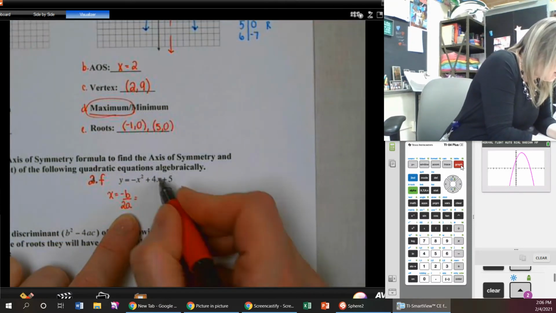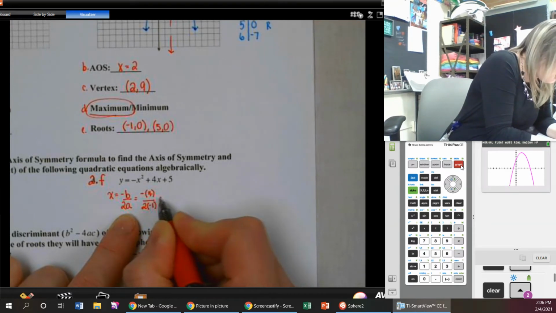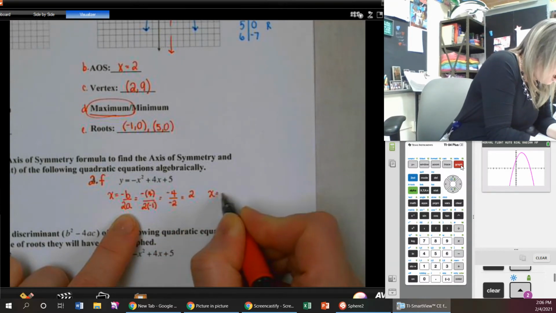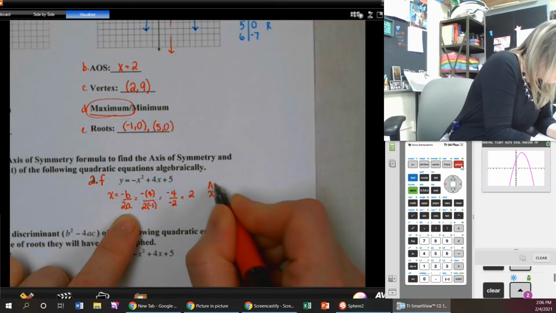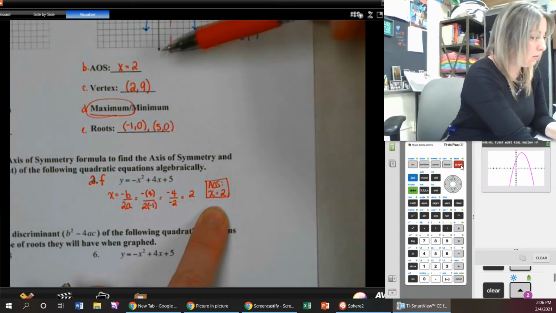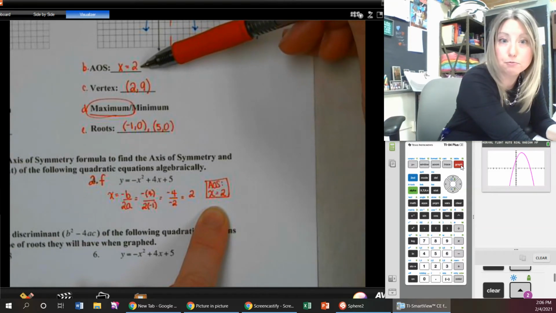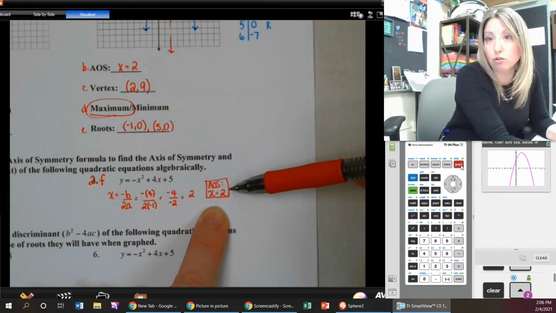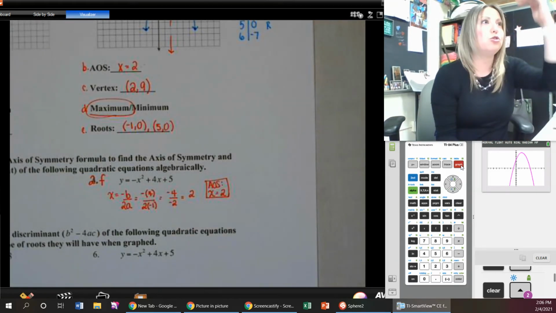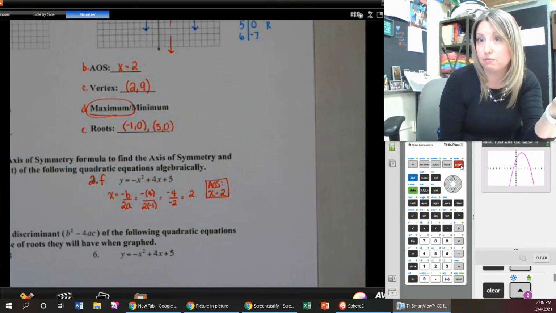And then you'll plug in negative of 4 over 2 times negative 1. You get -4 over -2, which of course reduces to +2. And what you want to do with this is look back up to your parabola. Did you just have that same axis of symmetry? So use your previous graph to double check your algebraic work. That's why I have them both here using the same function, so you could use your previous work to help you check to make sure your algebra is done correctly.